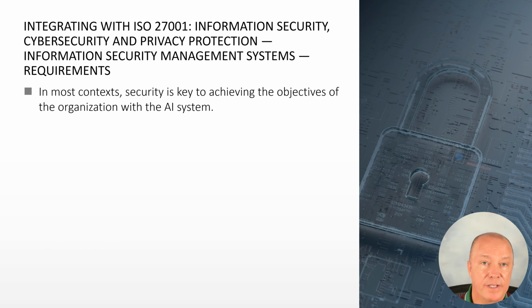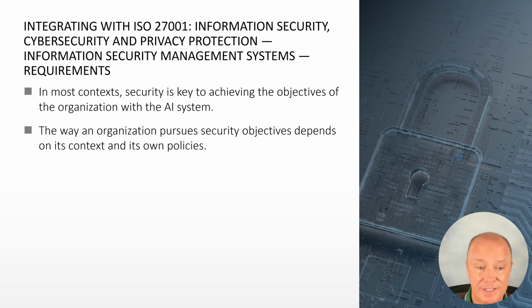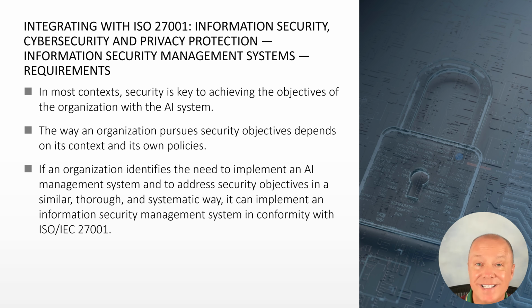In most contexts, security is key to achieving the objectives of the organization within its AI system. And the way that an organization pursues security objectives, again, depends upon its unique context and its own policies. If an organization identifies the need to implement an AI management system and to address security objectives in a similar, thorough, and systematic way, it may consider implementing an information security management system that follows ISO 27001 to complement what it's doing with its AI management system according to ISO 42001.